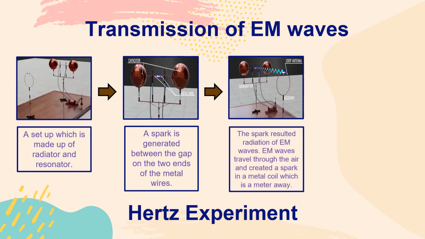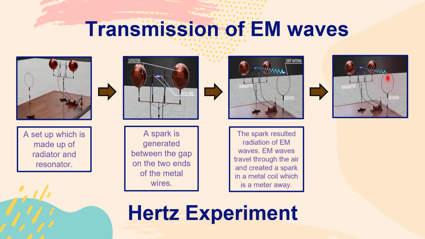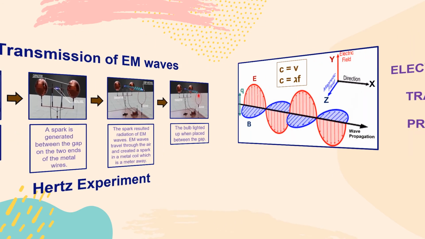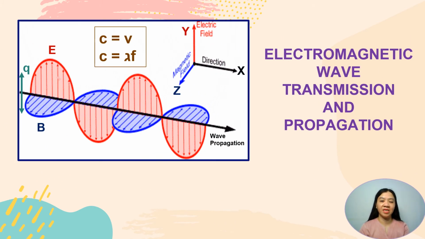These EM waves traveled through the air and created a spark in a metal coil which is a meter away. And if an LED is placed between the gap, the bulb would light up. This was a perfect evidence of EM wave propagation and detection. All waves differ in terms of productions and properties, but they have common features like transmission and propagation.